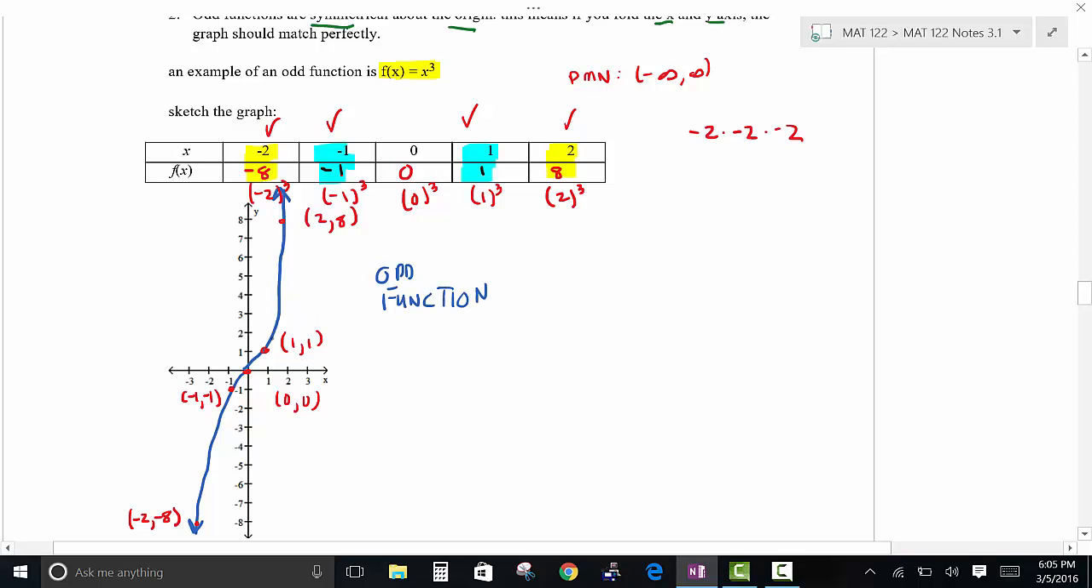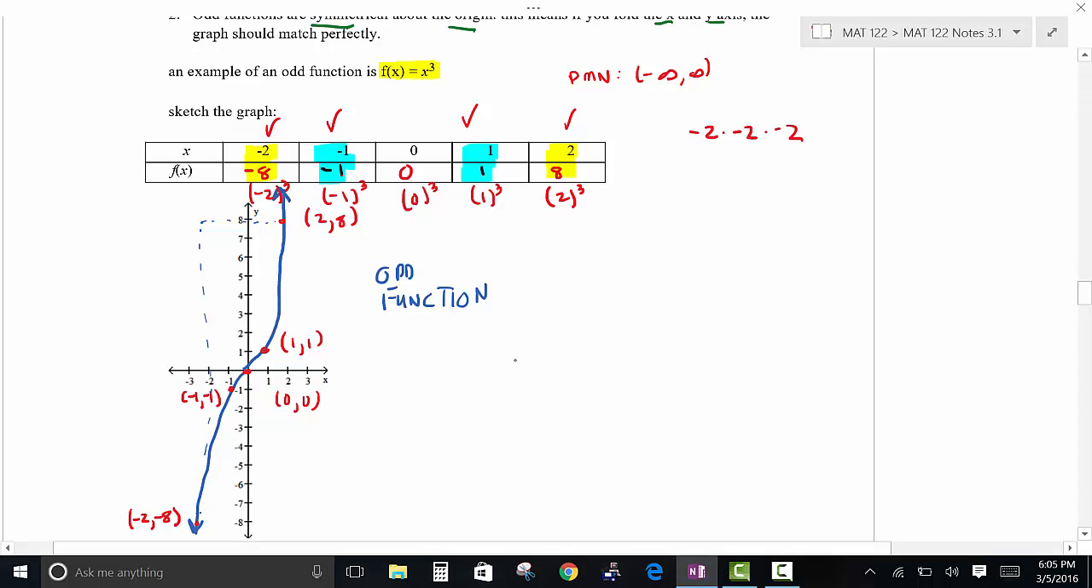So the idea would be, if you took any of these points, like if you took 2, 8 and moved it over the y-axis, it would basically go there. Then if you took that point and moved it over the x-axis, they would match together perfectly. So that's an example of that.